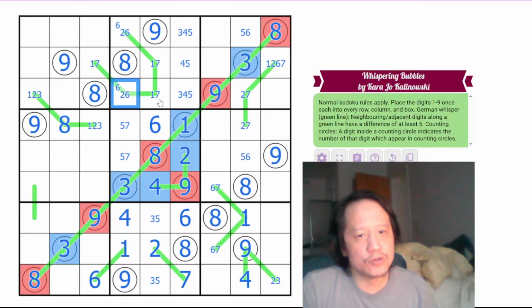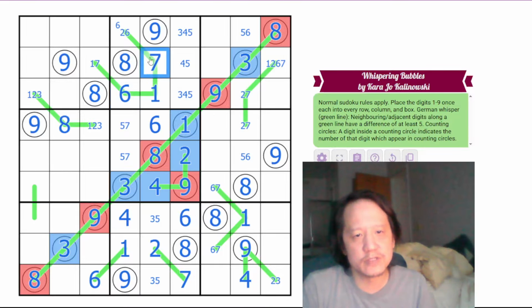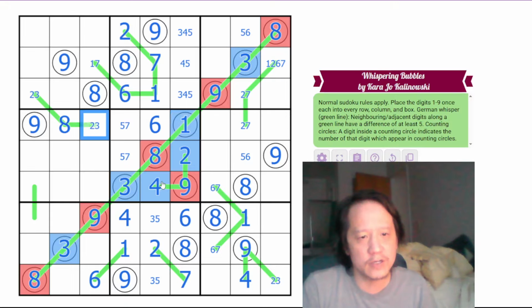If this were 2, this would force this to be 7, which would eliminate all possibilities for that cell. So this can't be 2. This must be 6, which makes this 1, which makes that 7, which makes that 2. This 6 and 1 eliminates 1 here. This 1 eliminates 1 here.